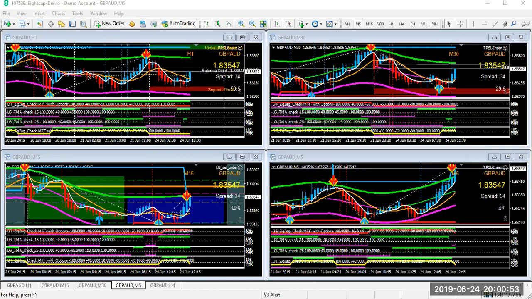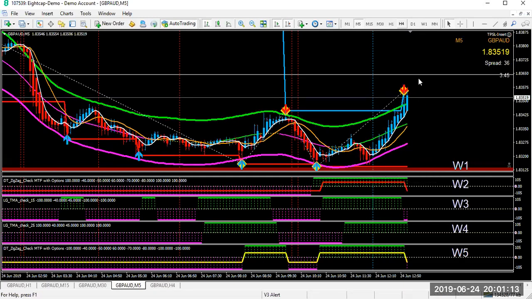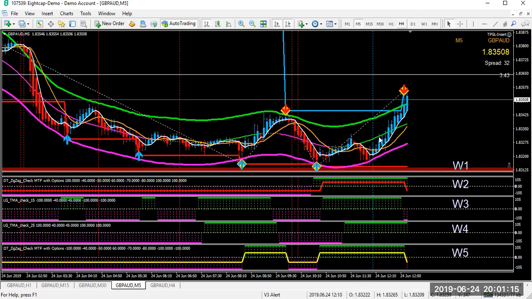Okay, so, well, looking for trades. Looks like there's one just completing at the moment. Okay, good. Okay, so as we can see, the 5 minutes reached its minimum targets.